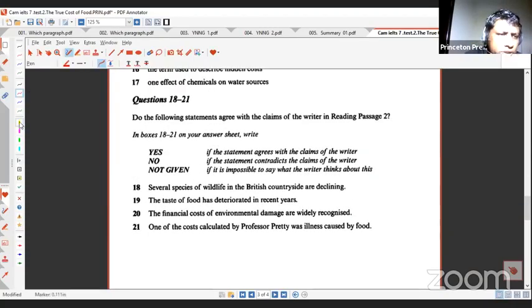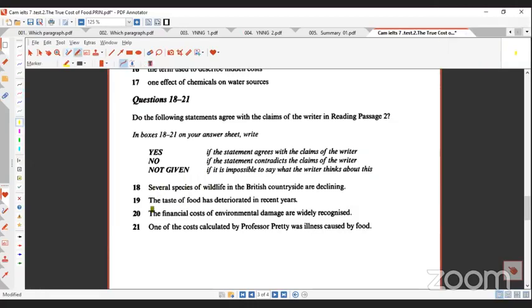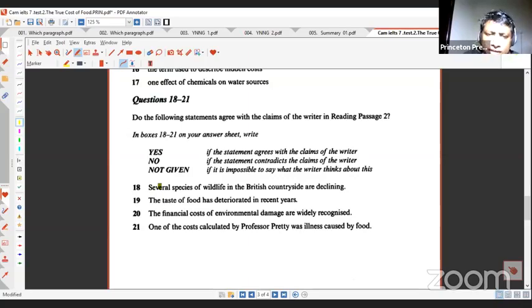Yes, no, not given. So which one are we going to do? How many? It's better to do 2. Why? Because what if the first one is completely not given? Then we might be in trouble. So yes, no, not given.